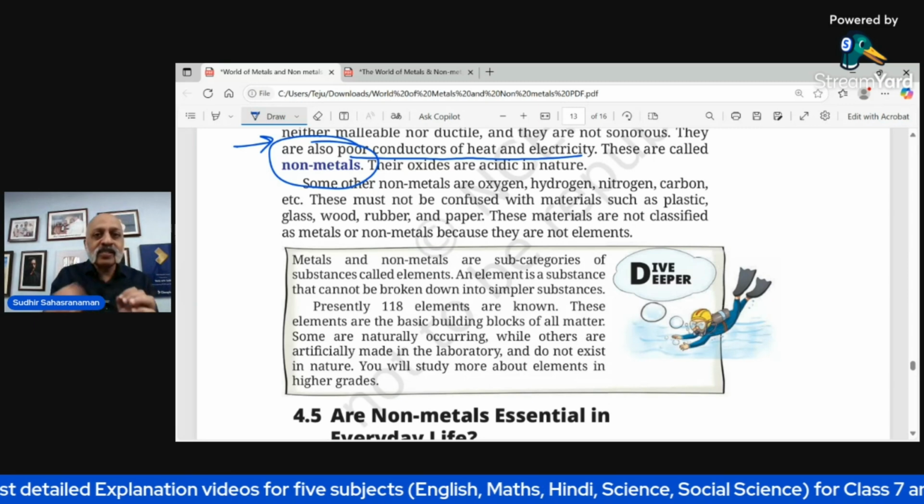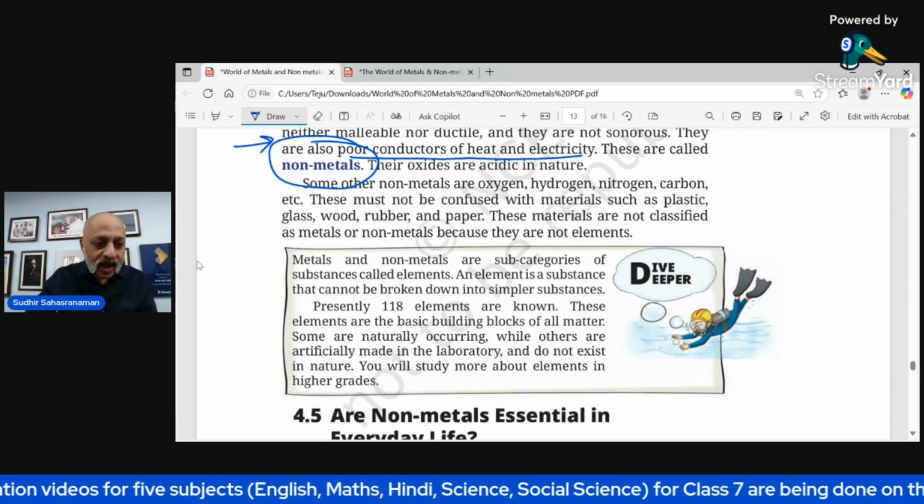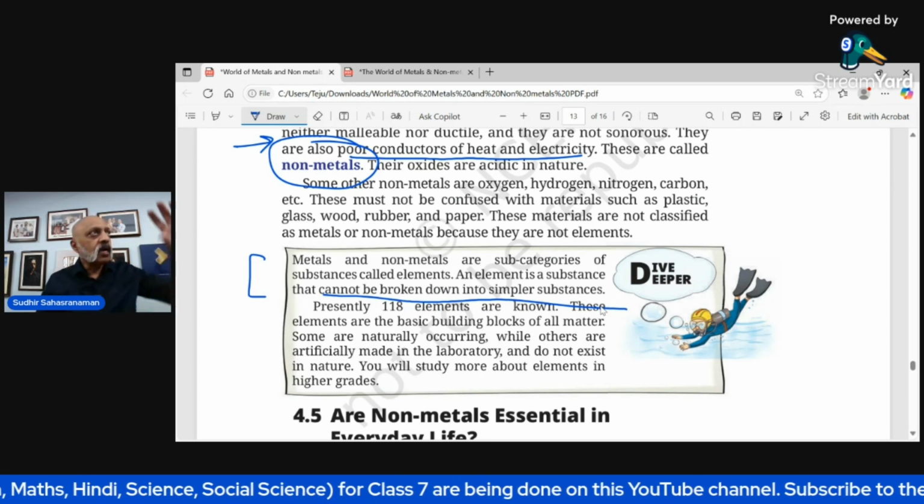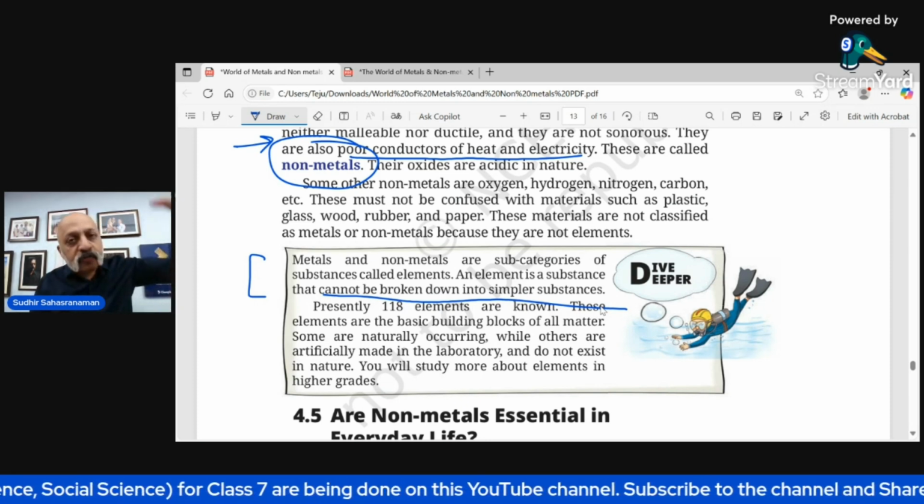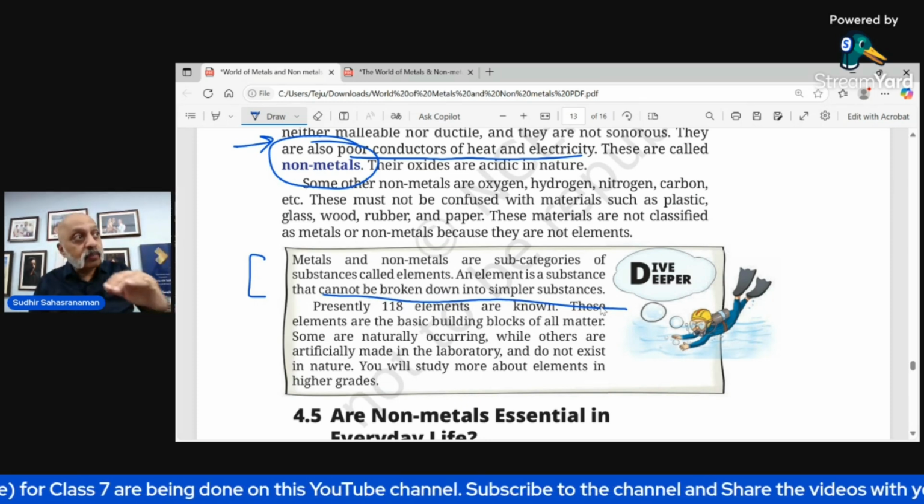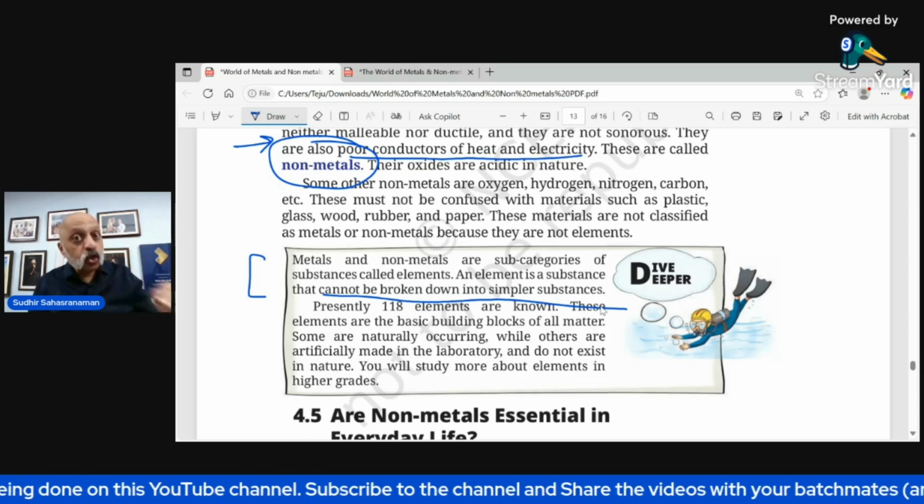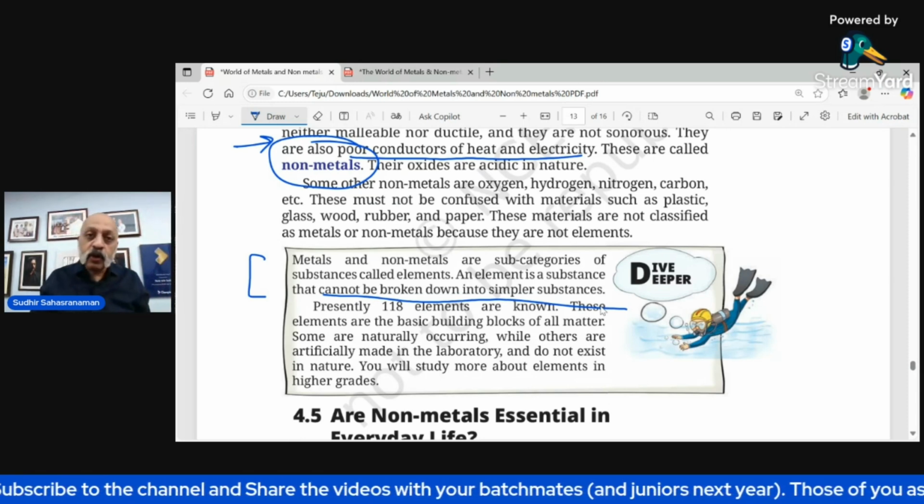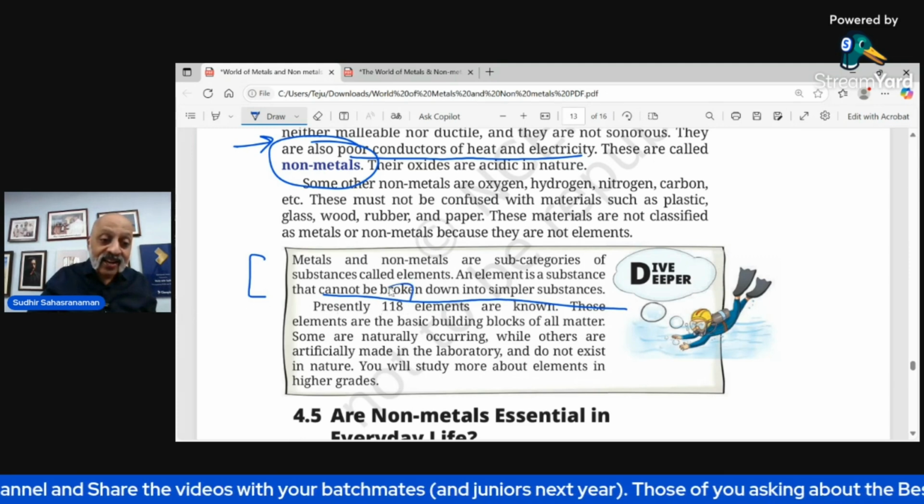What is the definition of an element? An element is something which cannot be broken down into simpler substances. So if you have nitrogen, you cannot further break it down into something simpler than nitrogen. So that is what is called an element. Presently, what we know about is 118 elements.